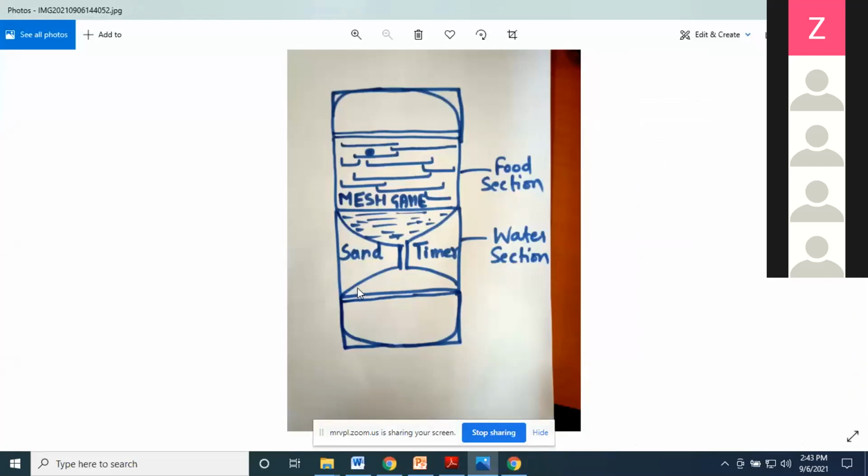Actually, this bottle consists of two sections. One is the food section and the other one is the water section. And top down, it can be inverted. We have put a sand timer, which is very playful for small kids, and a mesh game where the ball has to be put in the right slot. This can be a very good fun activity for the kids while they enjoy their lunch.